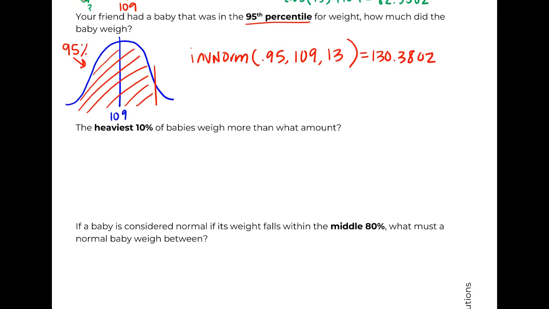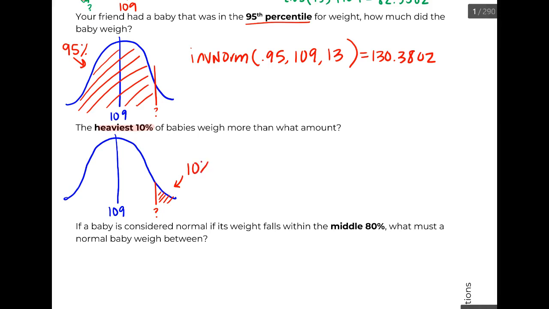All right, heaviest 10%. Now we have a keyword that lets us know that that 10% is on the right side. Heaviest. And if we just think about it with common sense, heaviest 10% of babies would be a baby that's above average. So our cutoff is still on the right side, but they've given us 10% as a right side probability or right side area.